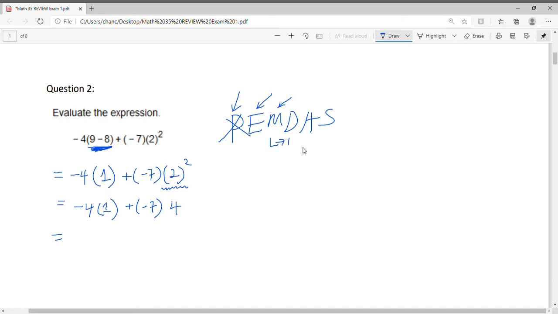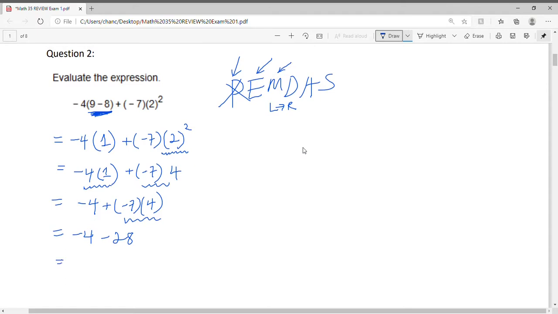multiplications or division from left to right, and in this case we have 2 multiplications, so we'll do the first one on the left. Negative 4 times 1 is negative 4. And negative 7 times 4, that gives us negative 28. We'll simplify this. Negative 4 minus 28 is negative 32. So make sure you follow the orders of operations, going from left to right when you're doing multiplication or division.